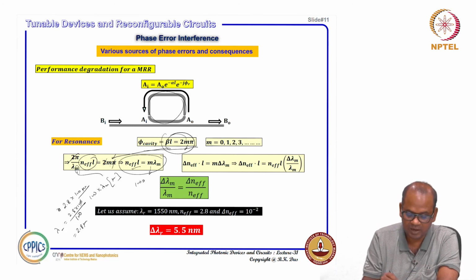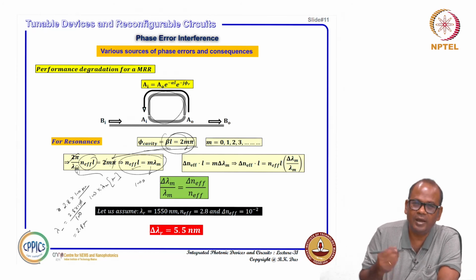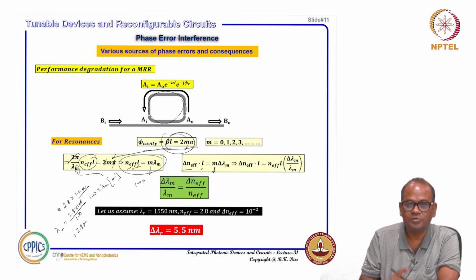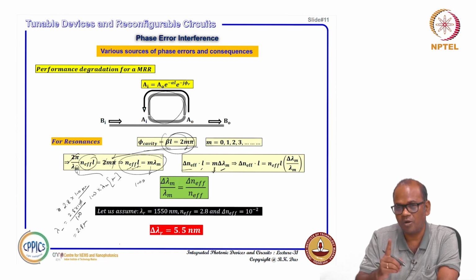So I differentiate L. I am just considering the perimeter constant, nothing happening to length, according to the design. Only dimensional error, cross sectional error, W, H, small h, this error is there. Delta N effective L, that means m is fixed, same order of resonance wavelength I am considering, delta lambda m. So your wavelength order is the same, but the resonance wavelength will be varying, delta lambda m. So from here I am just writing.